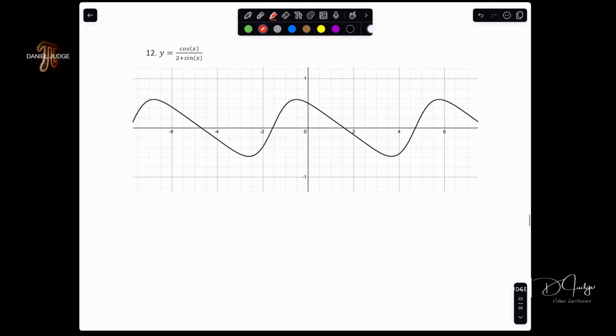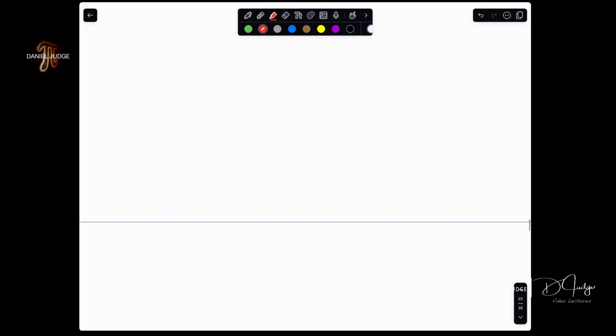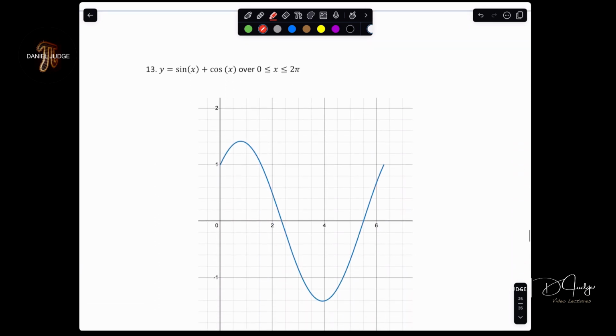Okay, number 12 is going to be interesting, but we're doing the odds. And I may do the evens, write that down and upload it one day, but I'm at least going to give you these guys here. So we're going to find horizontal tangents, ladies and gentlemen. Y is sine plus cosine over a restricted domain.